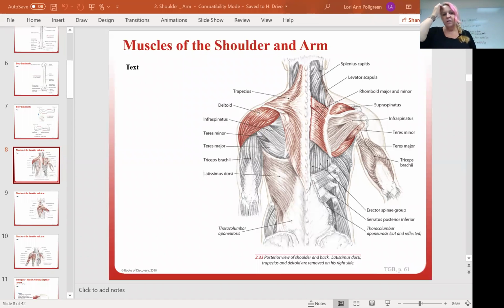When we look at the other side, number 13, we can see those upper trap fibers again. We can see the deltoid, specifically the anterior and middle fibers. We have pectoralis major, serratus anterior, you can see that serrated edge again, and we're looking at bi, meaning 2. We're looking at the 2 heads of the biceps brachialis muscle.